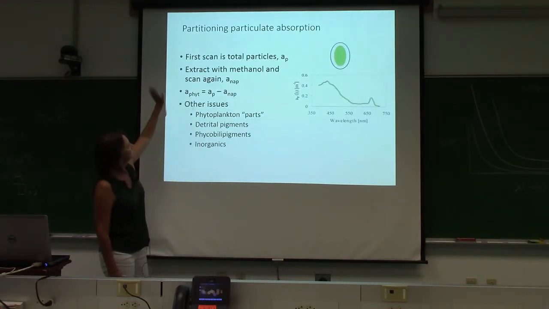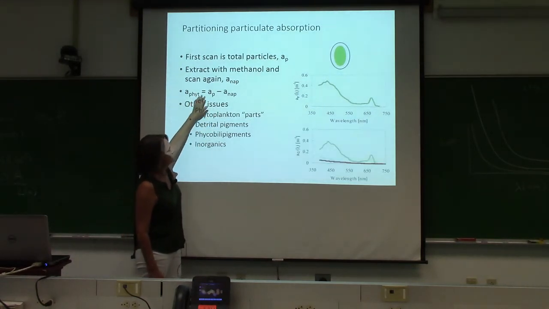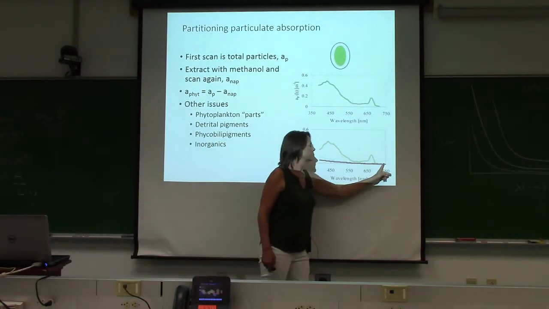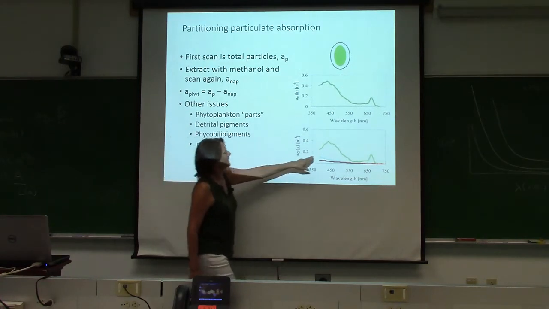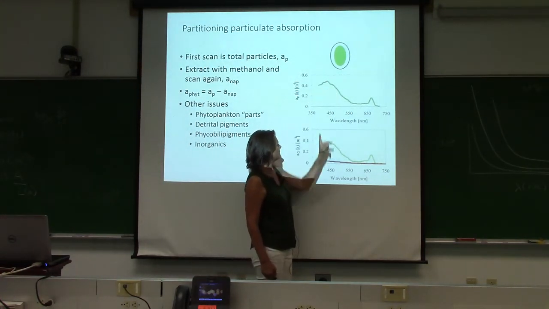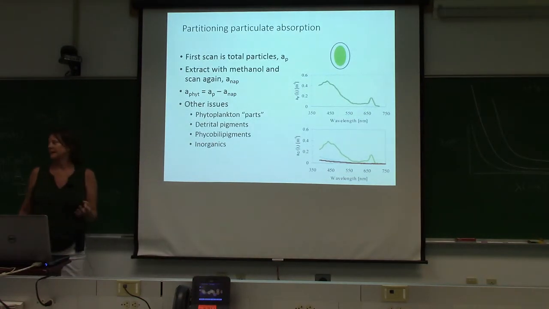So, the next thing you could do, we talked about extracting with methanol. That gives you a non-algal particle spectrum. And then you can subtract the non-algal particle spectrum from the total spectrum and get the phytoplankton spectrum. That's why we do filter pads. Otherwise, they're just really a lot of hassle. But you do it because you can separate the phytoplankton from all of the other particulate matter.